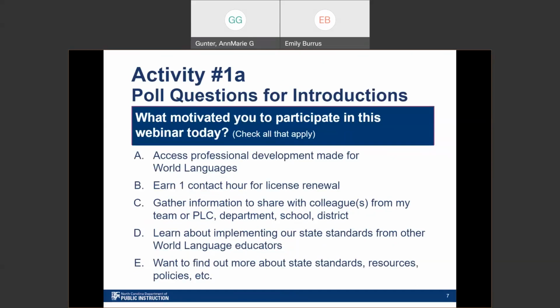It may be because you want to access professional development made for world languages. You may be here to earn one contact hour for license renewal. You may want to gather information to share with your colleagues in one of your groups. You may want to learn more about implementing our state standards from other world language educators, or you may want to find out more about state standards, resources, policies, and the like. I'll go ahead and open our poll, and you should be able to just click on the choices that apply to your motivations for joining us today.